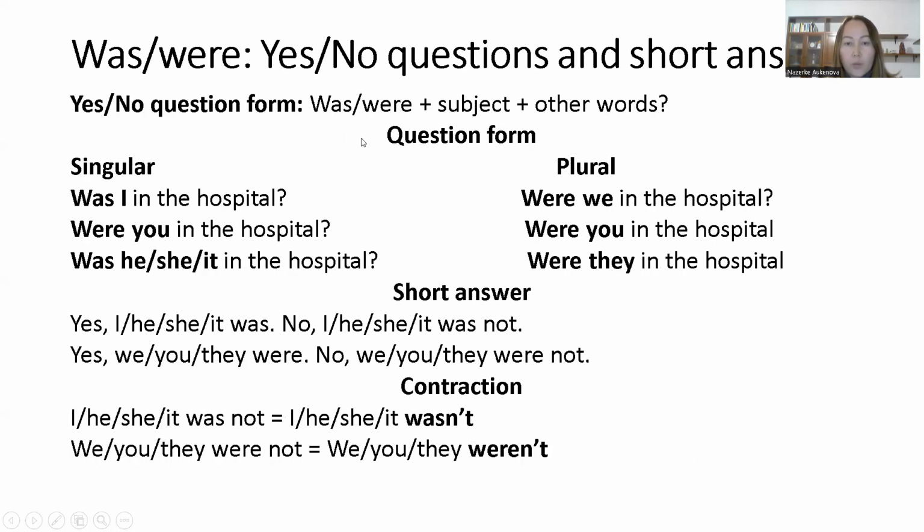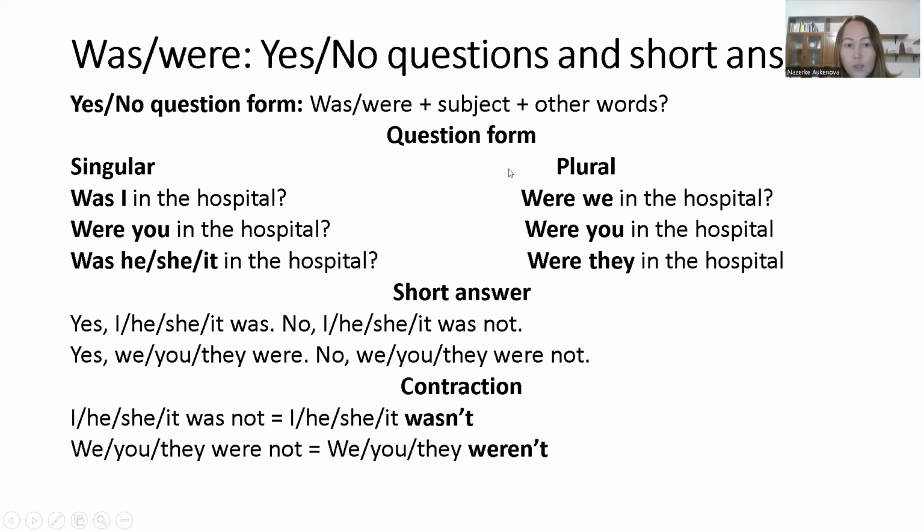Well, what about the question form? How do we make questions? When we ask a question, we need to give a short answer because it's a yes, no question. And this is the structure that we use in a positive sentence: in the first place, we use the subject and then was or were, yes. But in a question, we have to replace it. In the first place, you see here, we need to put was or were and then the subject and other words.